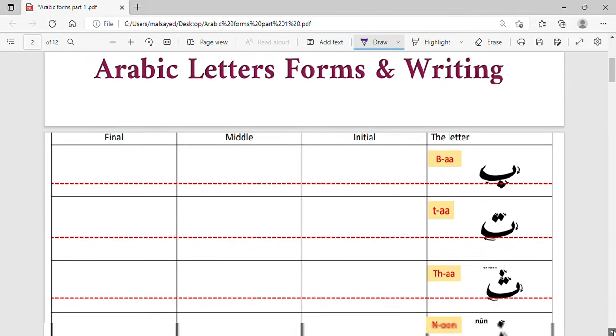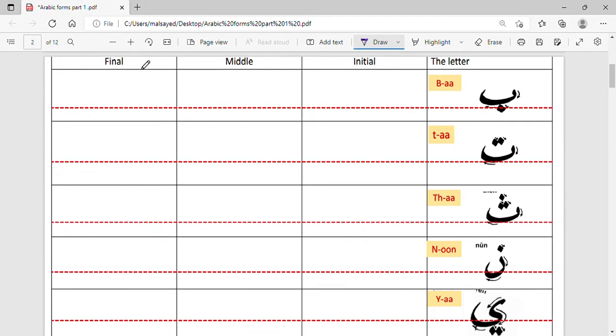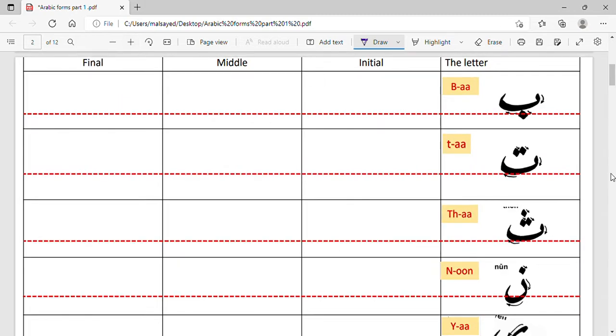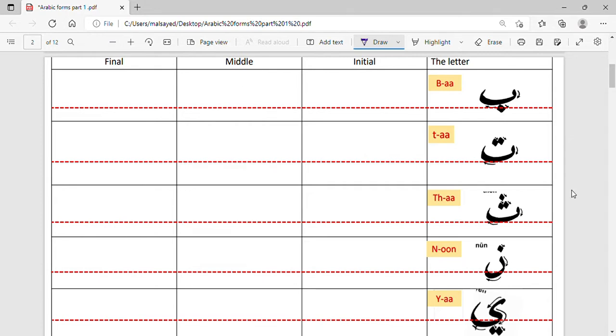Here we have ba, ta, tha, noon, and ya. I'm going to show you the forms: the initial, the middle, and the final form connected for the ba, ta, tha, noon, ya. We are going to start with the initial form for all these letters. This is the initial form of the ba. It looks like half of the letter.